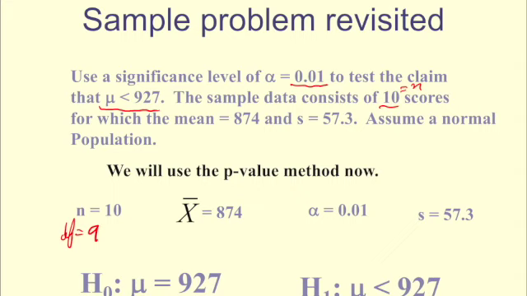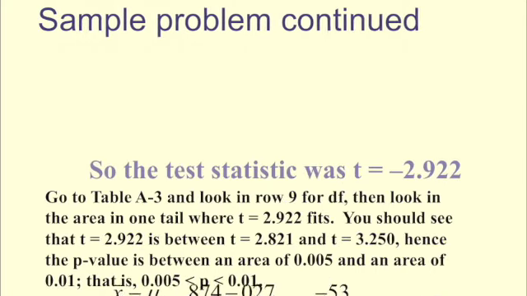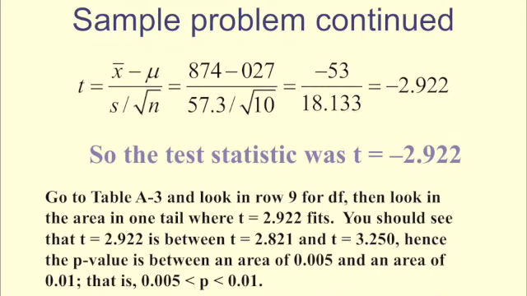My sample mean is 874, and my sample standard deviation is 57.3. So we're going to go ahead and calculate our t statistic like we did last time. Okay? We got a test statistic of 2.922. So we drop the negative, we go to our table, we go to row 9 because that's our degrees of freedom, and we look for two values where our t-score fits in between.